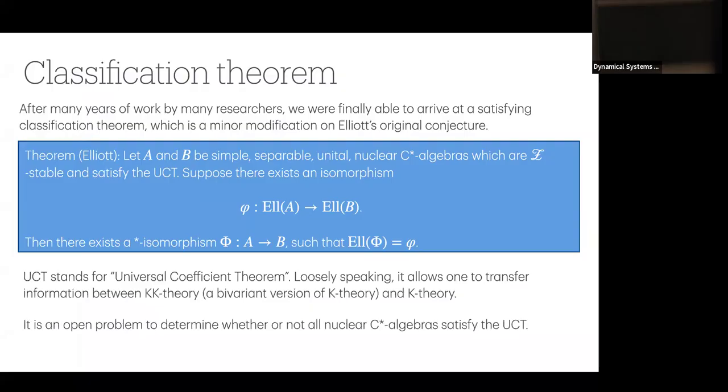It holds for all known nuclear C-star algebras. In particular, it will hold for anything in this talk, but it's still an open question whether or not nuclearity actually implies the UCT. But as I said, you can essentially ignore this because it will be automatic in all the constructions we see.